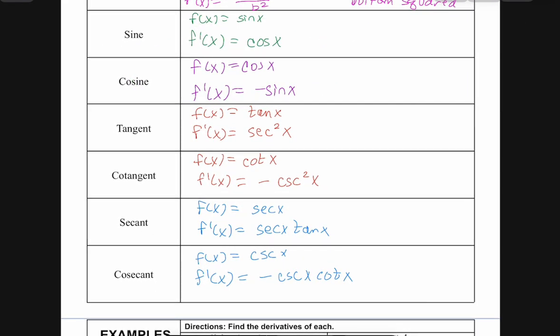Sine becomes cosine, cosine becomes a negative sine. But you have to know your trig functions. It's going to go in that exact order. It's going to go in the exact same way. I'm going to ask you the same things. What's the derivative? And it's just memorize it.